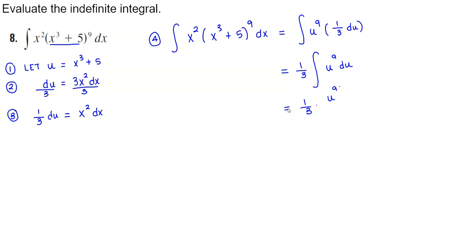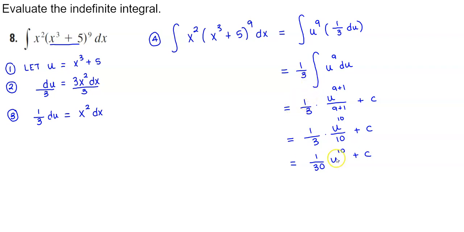And now we're going to take the antiderivative of u to the 9th. So that is u to the 9 plus 1 over 9 plus 1, and that's plus c. So we have 1/3 times u to the 10th, since 9 plus 1 is 10, over 10, and that's plus c. So we have 1 over, well, 3 times 10 is 30, and that's u to the 10th power plus c.